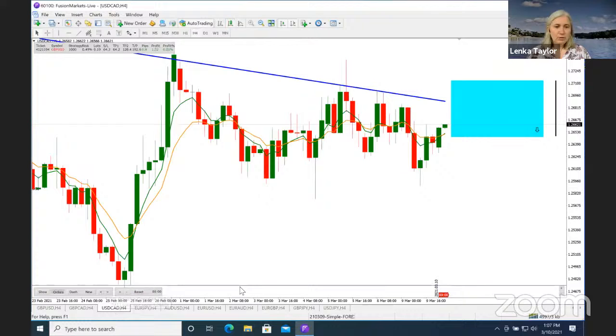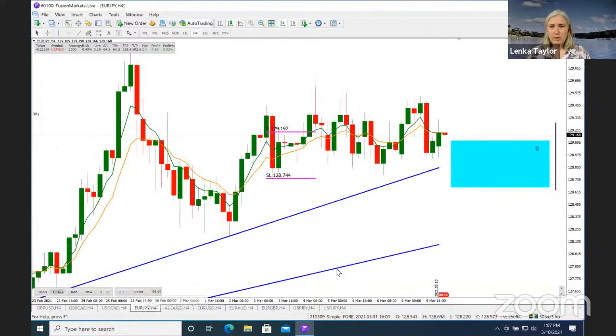Next is USD CAD. So with USD CAD, that one is still going sideways. It's very close to that trend line, which I like. So I'm still looking for a short if the price action comes up with a nice setup for a short entry.